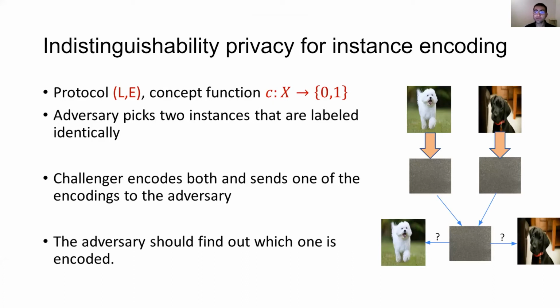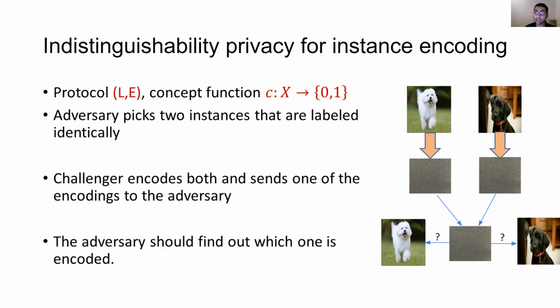So we have this protocol with encoding, and we also have a fixed concept function. For example, you can think of the dog versus cat concept function. And we define a security game for this setting. So in our security game, the first step, the adversary selects two instances that are labeled the same according to the concept function. So for example, it should be either two dog photos or two cat photos.